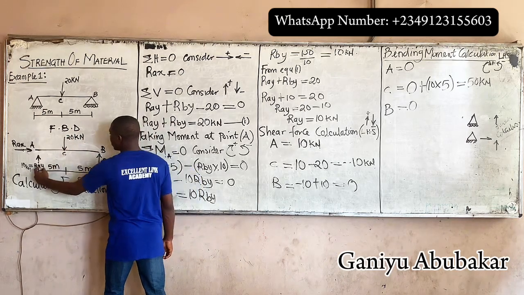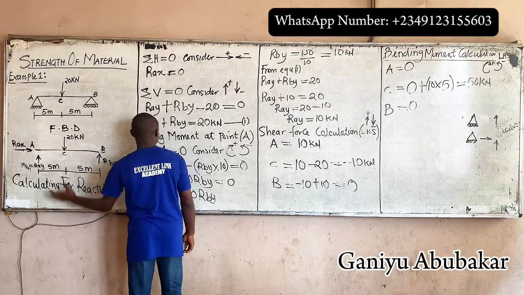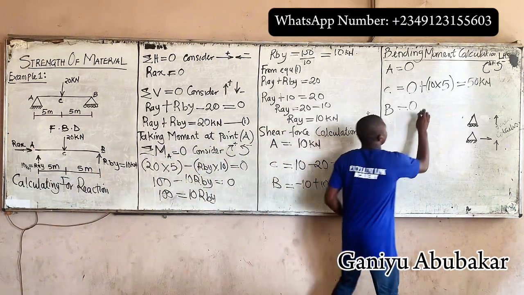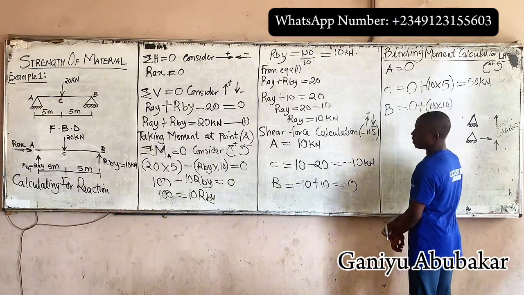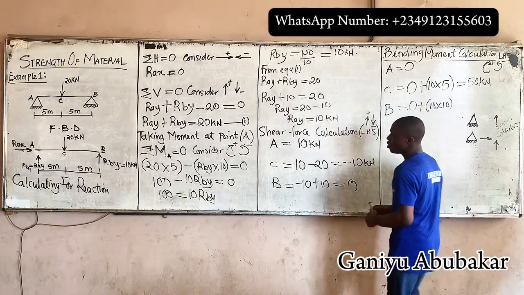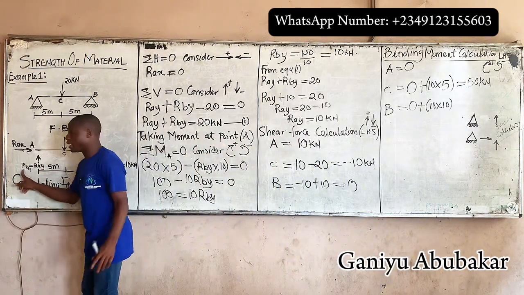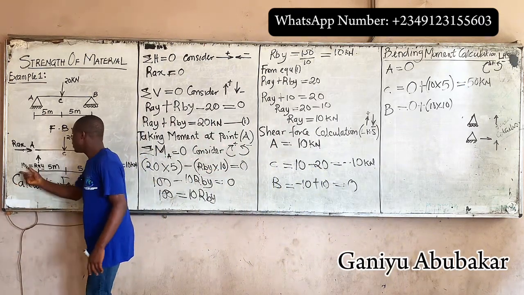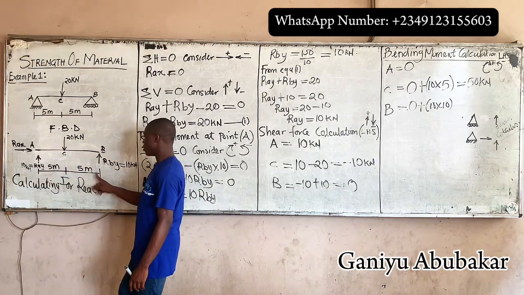That becomes what? A 10 times what? From here to here is 10. That becomes plus 10 times 10. I'm done with this. Next up, if this RA is 10, that's why I'm putting 10 straight forward. So this force comes here, becomes 10 times 10, right?